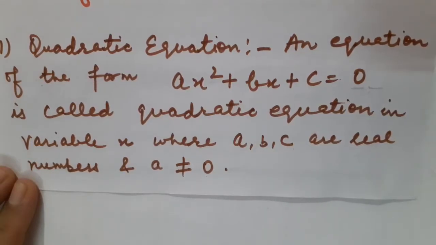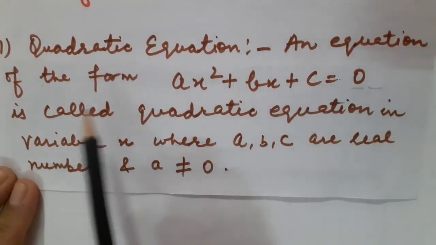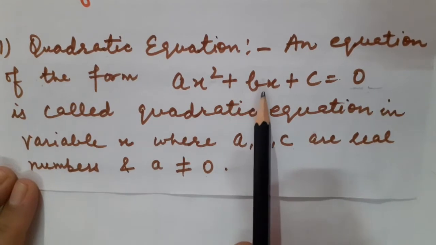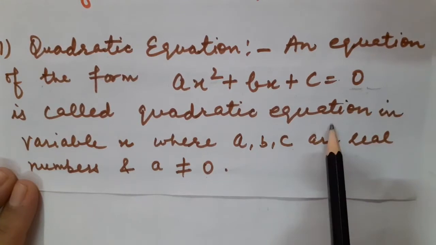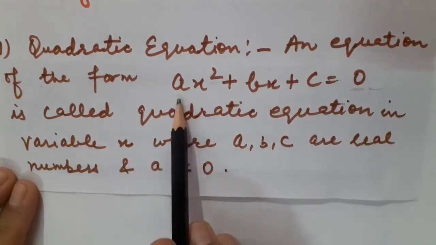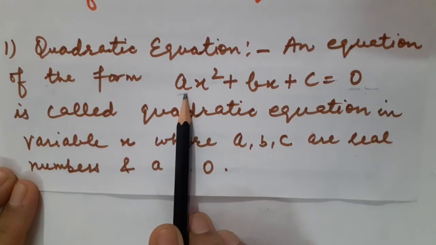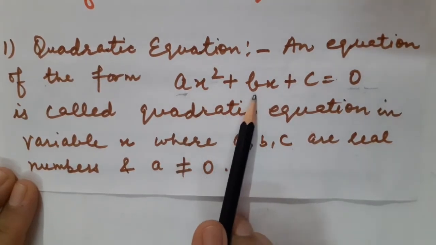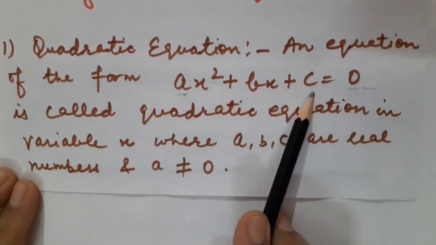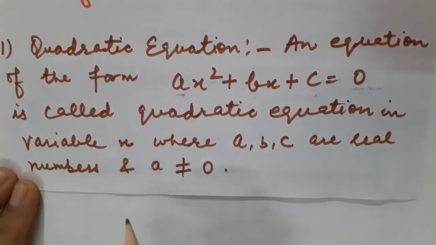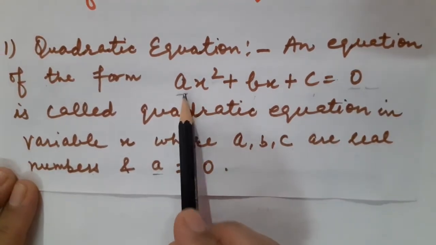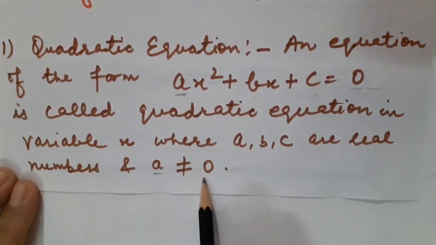So children, our first topic is definition of quadratic equation. Let us recall it. An equation which is of the form ax square plus bx plus c is equal to 0 is known as quadratic equation in variable x, where a, which is the numerical coefficient of x square, b, which is numerical coefficient of x, and c, which is a constant term, they all are real numbers. And along with it, there is one more condition, that is numerical coefficient of x square, that is a, can never ever be equal to 0.